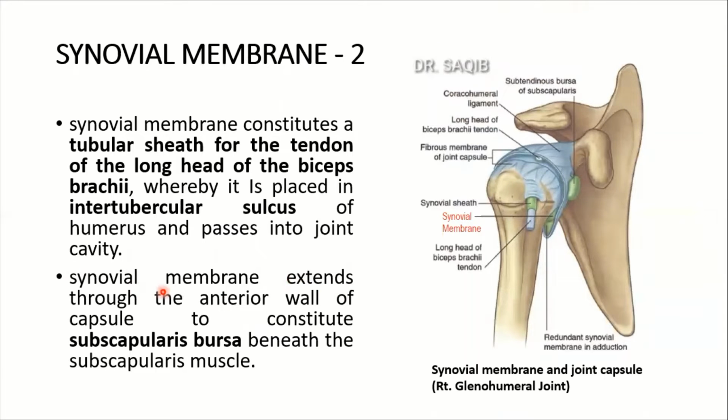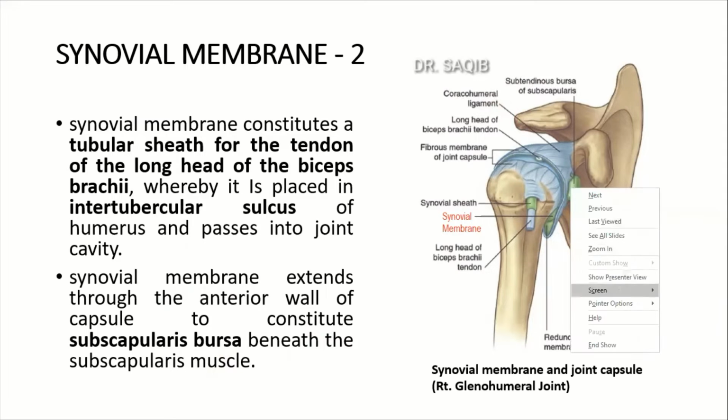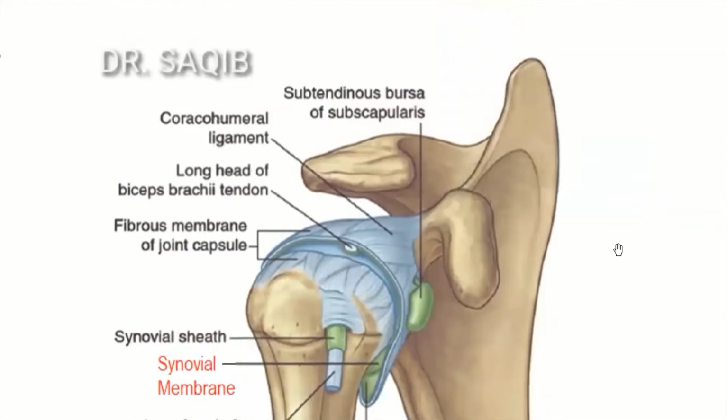The synovial membrane extends through the anterior wall of the capsule to constitute the subscapularis bursa beneath the subscapularis muscle, right? So here you could see this is the other bursa, and I also prefer to zoom in on that over here. This is the subtendinous bursa of the subscapularis over here, right?